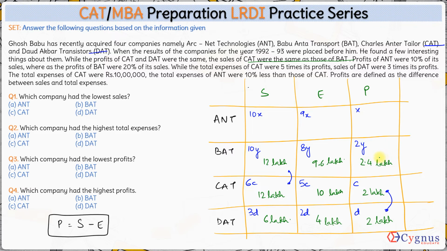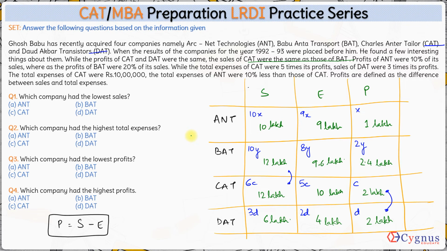So we have figured out the sales, expense and profit for BAT, CAT and DAT. Next information is total expenses of A&T were 10% less than those of CAT. So CAT's total expense is 10 lakh rupees. If we reduce this by 10%, the expenses will be 9 lakh rupees for A&T. So 9x is 9 lakh rupees, that means x is 1 lakh rupees. So this is 1 lakh rupees over here, and this is 10 into 1, that is 10 lakh rupees.